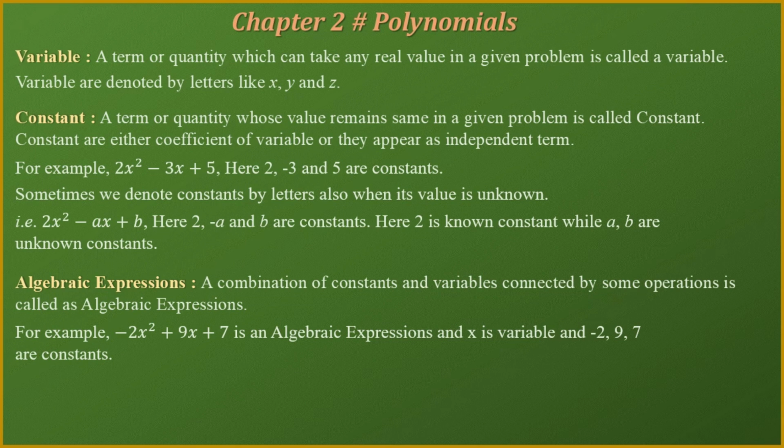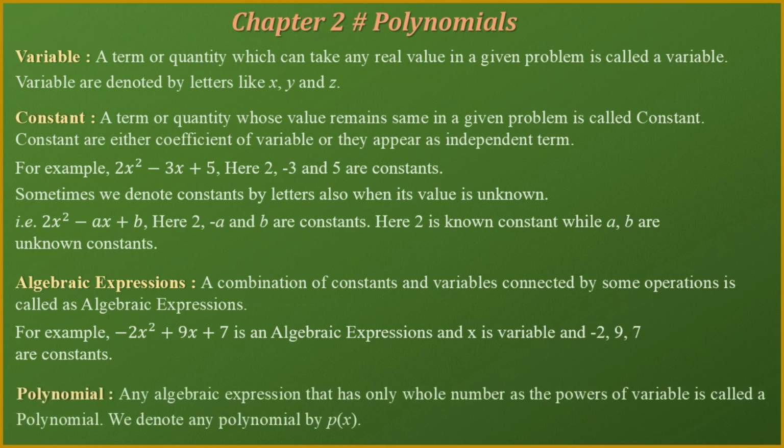So far we have covered three definitions: variable, constant and algebraic expression. A variable is an unknown term whose value I don't know. Normally we denote it by x, y and z. A constant is a fixed value. Sometimes it is known and sometimes it is unknown. If it is unknown, we can denote its value by any letter like a, b, c or any other letter. Okay, now let us see the next one.